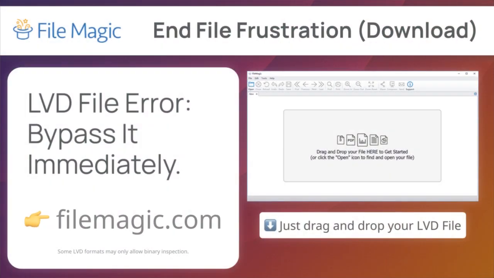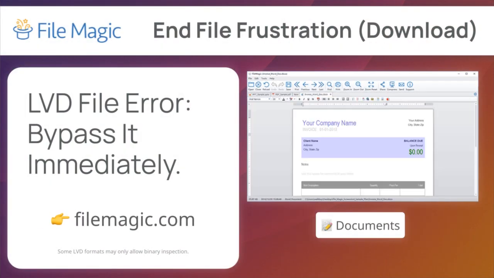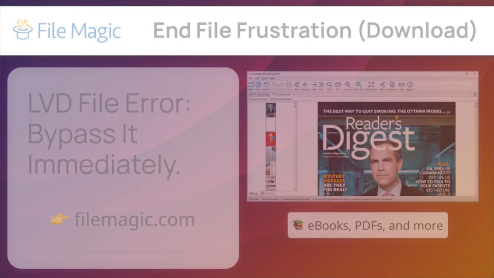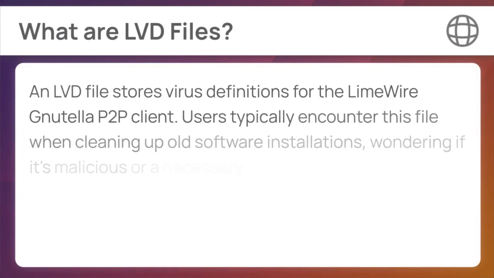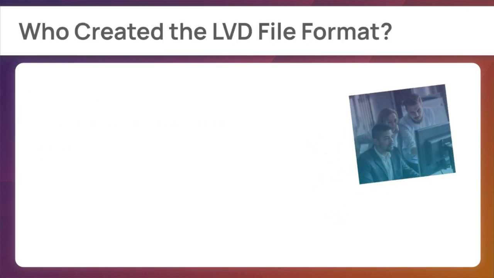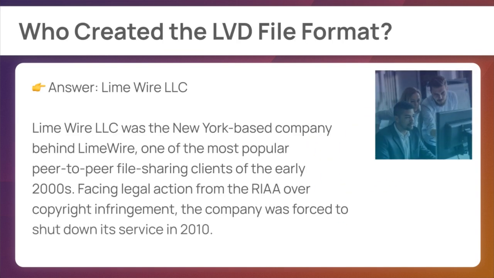We're tackling this LVD file systematically, and I've reserved the most powerful data extraction technique for the end, just in case. An LVD file stores virus definitions for the LimeWire Gnutella P2P client. Users typically encounter this file when cleaning up old software installations, wondering if it's malicious or a necessary component. It was used by LimeWire's internal security features to identify and quarantine potential threats shared on the network.